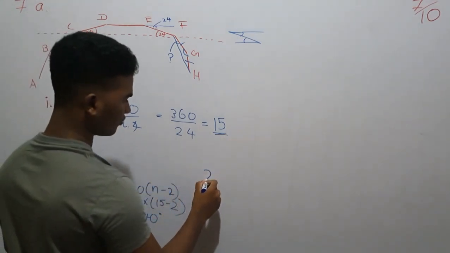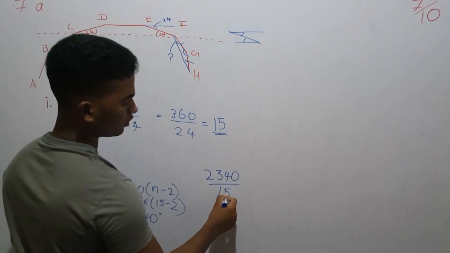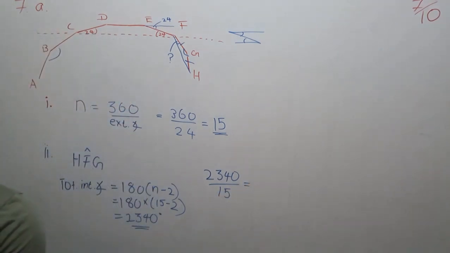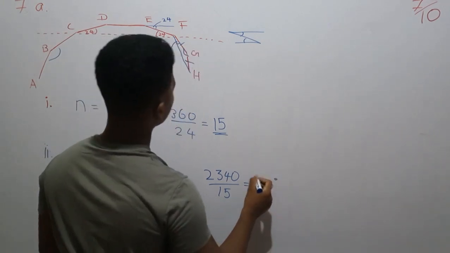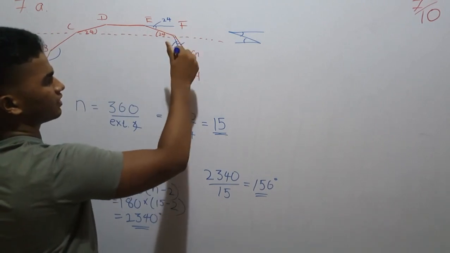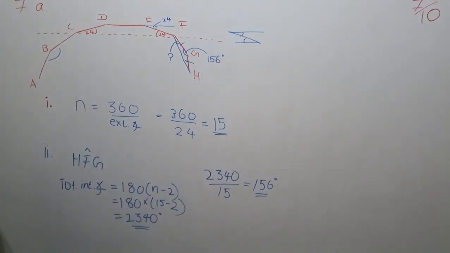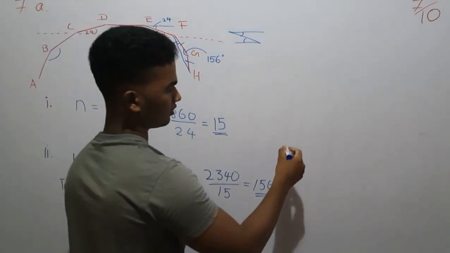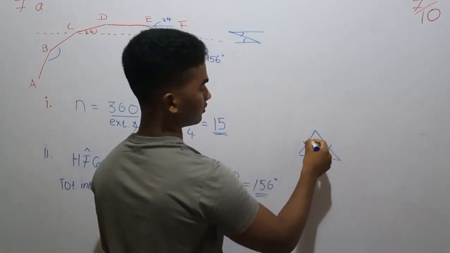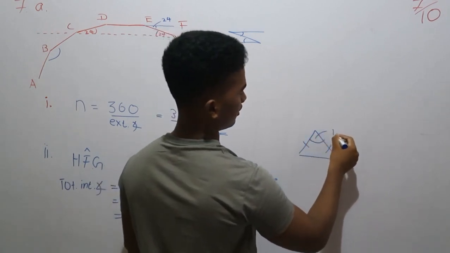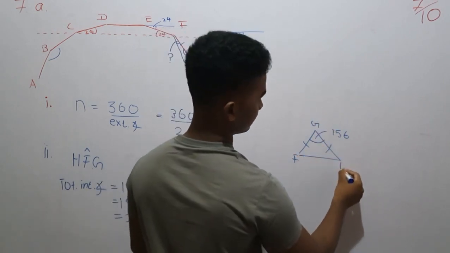Divide 2340 by the number of sides to get one angle. So that is 156 degrees. So now this FGH is equal to 156 degrees. So now we know this is an isosceles triangle. In an isosceles triangle, two sides are equal, and we'll take this as 156. This is G, this is F, and this is H.